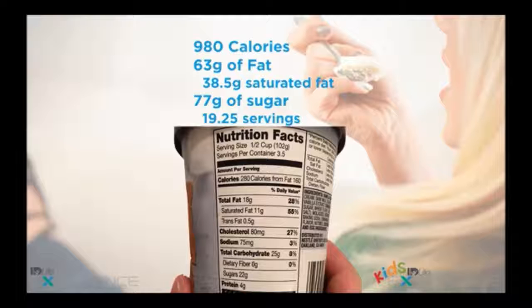When you actually do the math, that 1 pint is 980 calories, 63 grams of fat, 38.5 of saturated, 77 grams of sugar, or 19.25 servings. Obviously, I chose ice cream because it's a bit extreme. But this one little pint, even under the new rules, is going to have this wonderful thing called serving sizes that are supposed to be realistic.